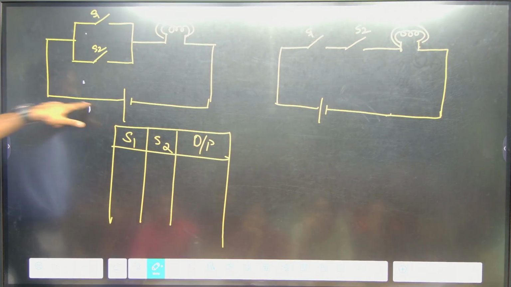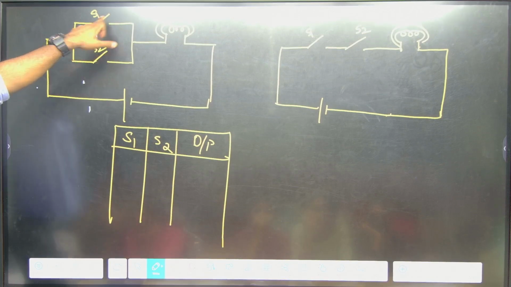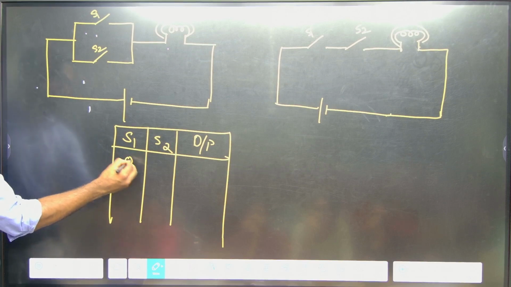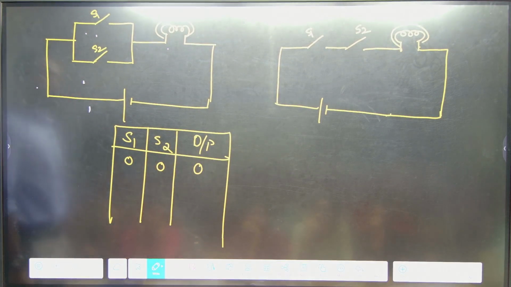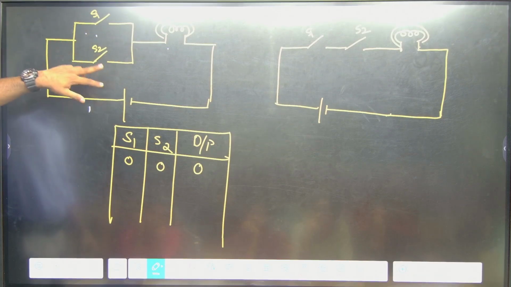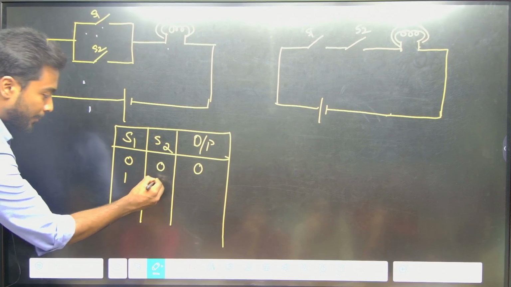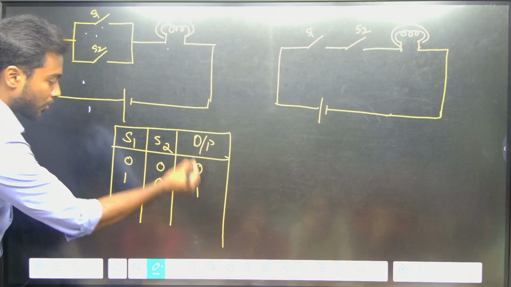Now current is traveling, but it is open, which means there is no path to travel and give the glow for the bulb. So if S1 is 0 and S2 is 0, what about output? 0. Now what I will do is I will close either one. The first one I will close, which means this is 1. Second one I will keep it as 0 only, which means it is open. What about the bulb? Will it glow or not glow? Will glow.